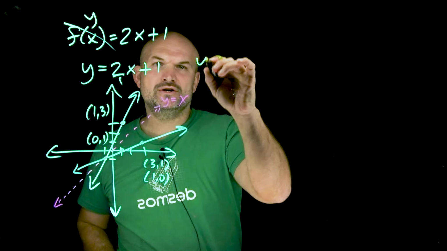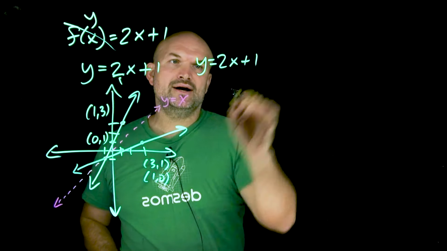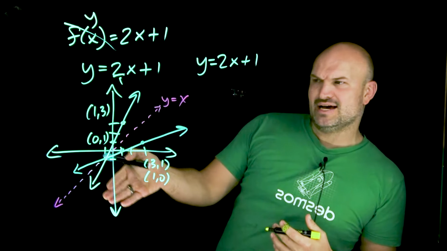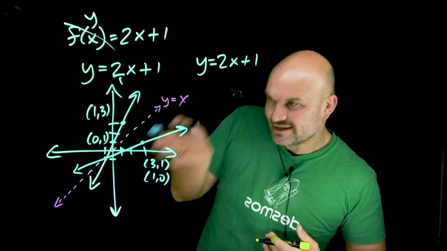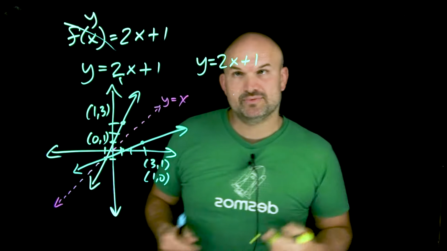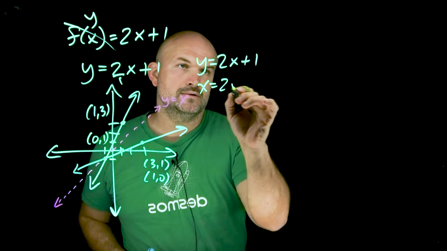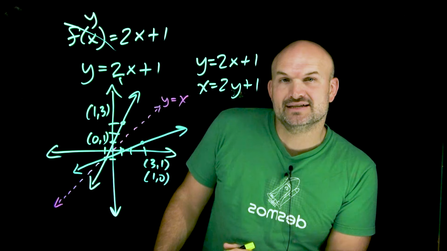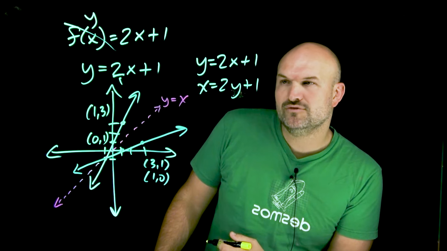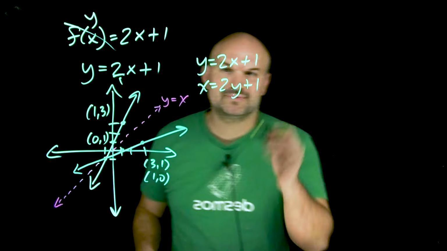So if I have the equation y equals 2x plus 1, and I want to find, well, what is the equation of this line, right? Now, obviously, we have the points. We could probably write an equation, but let's go ahead and do this algebraically. Swap the x and y's, and now simply just go ahead and solve for y.